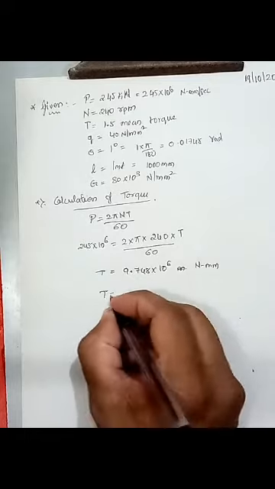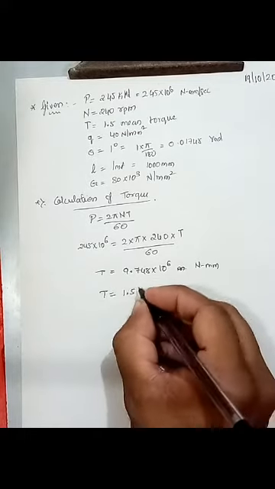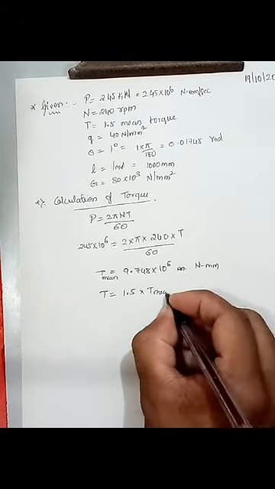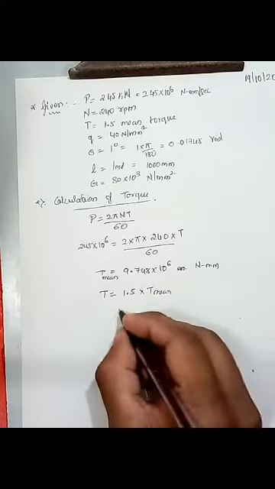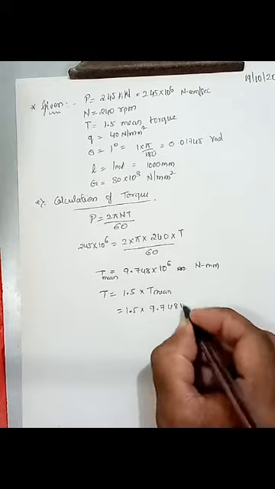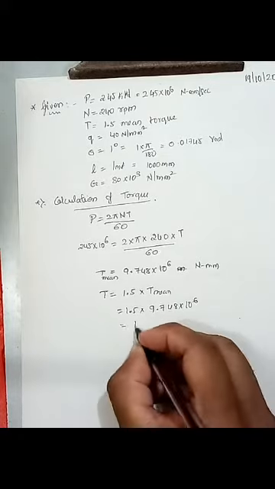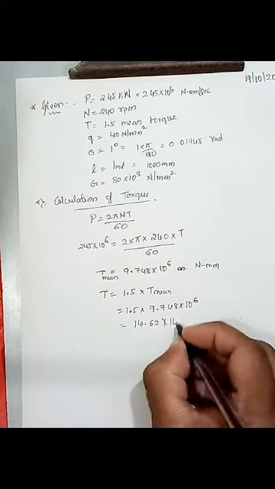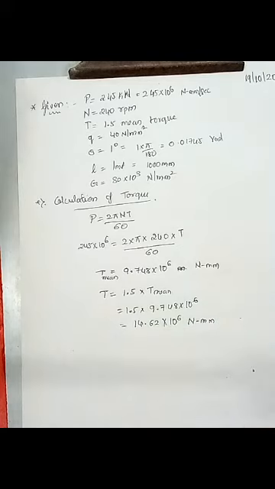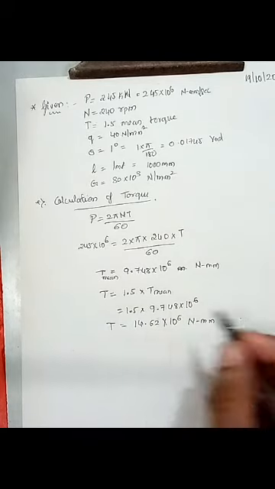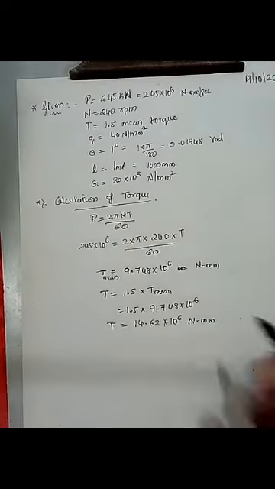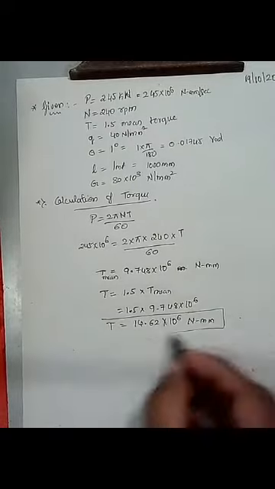Now it is said the torque T is 1.5 times the mean torque. We can take this as T mean. So that is 1.5 times 9.748 into 10 to the power of 6, which will give me 14.62 into 10 to the power of 6 Newton mm. So this is the only twist here that they have asked about in the question.